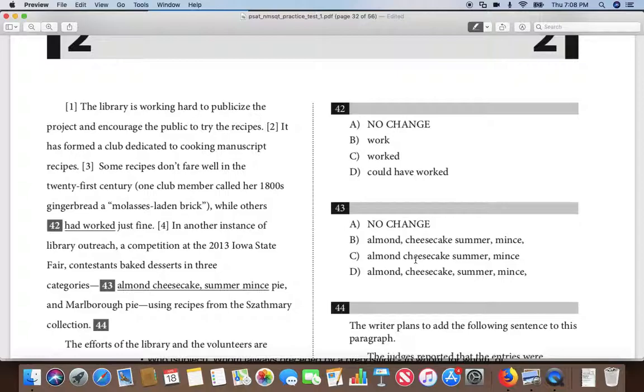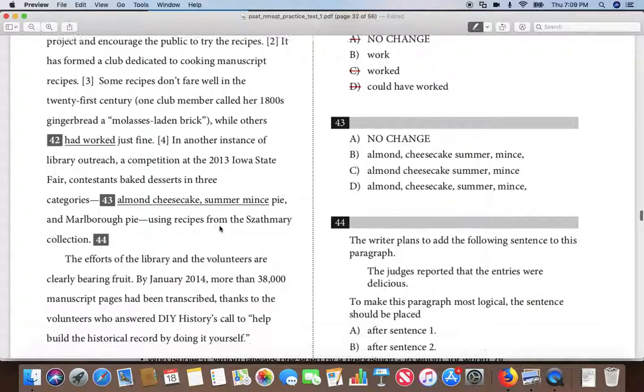I think it's B, right? Yeah, absolutely, because it's present tense. That's it. Everybody picks C for this one if you read it with the parentheses: one club member called her 1800s gingerbread a molasses-laden brick. They're like, oh, past tense. No, that's just an aside. Don't worry about that. It's "some recipes don't fare well," present tense, right now, "while others work just fine." It's got to be present. Is that clear? Yes. All right. I love cutting out the parentheses. Very, very useful.